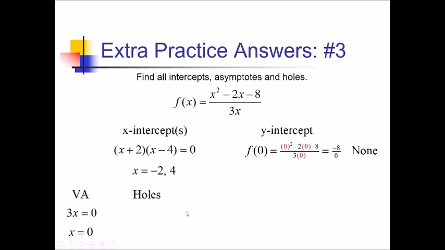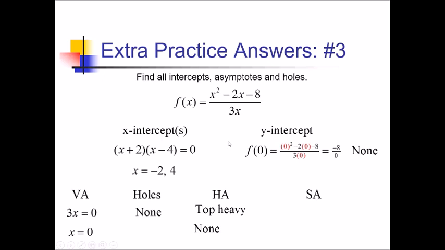For holes, there's no common factors that got canceled, so there's no holes for this graph. For horizontal asymptotes, looking at the degree of the original function, this is a top-heavy function. We have x squared on the numerator versus just x to the first in the denominator. So that means there's no horizontal asymptote, but there is a slant asymptote.